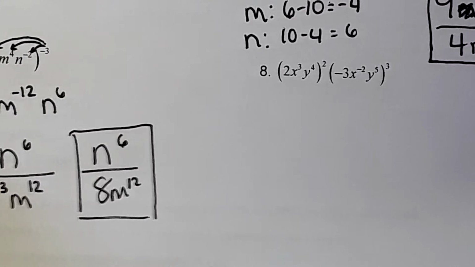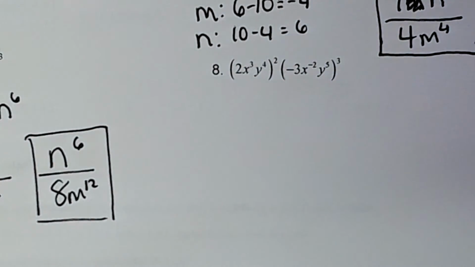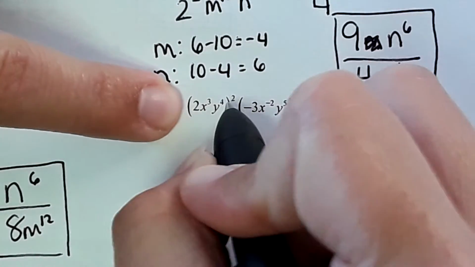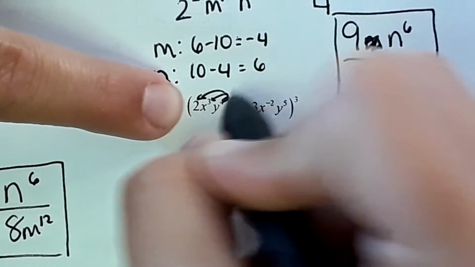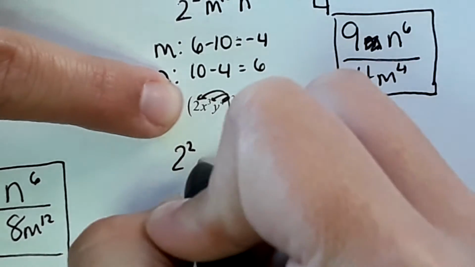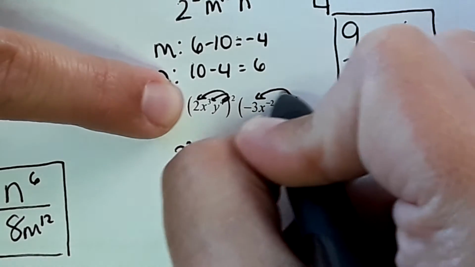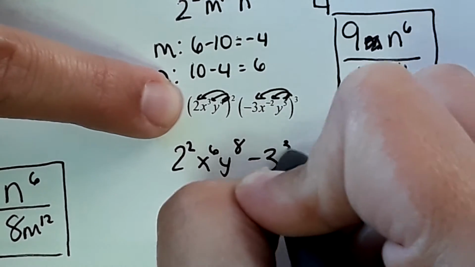Okay, and number 8, this is the last problem we're doing like this before we move to the next concept. So for this, we're going to distribute the 2 to everything. So we get 2 to the 2nd power, x to the 6th, y to the 8th. Distributing the 3 to everything, negative 3 to the third.